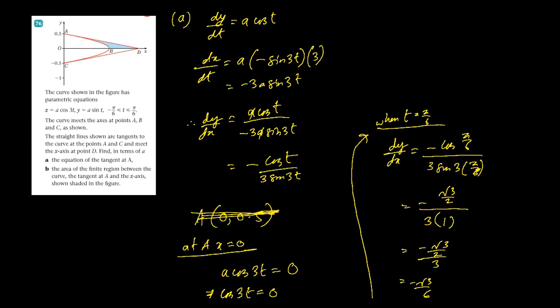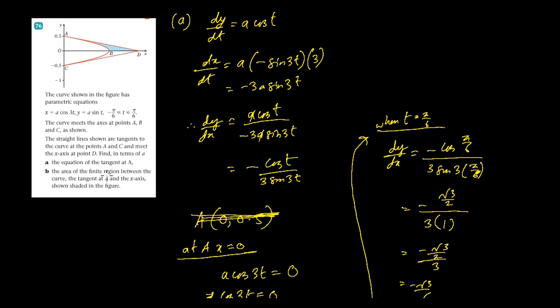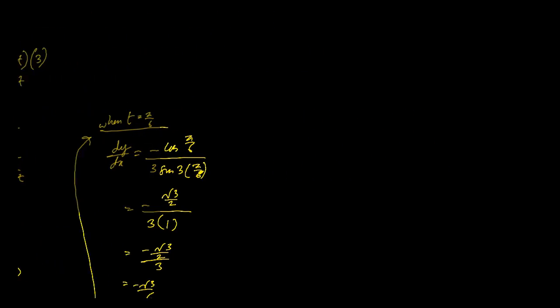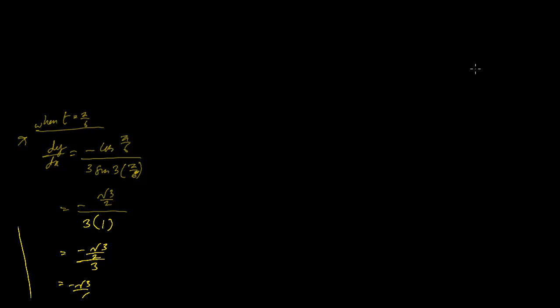Question B says, find the area of the finite region between the curve and the tangent at A and the x-axis, shown in the shaded region. So let me draw the shaded region here. We have the y-axis, this is the tangent, the curve is like this, so the shaded region is this one. This is the tangent line, this is the curve, and this is the x-axis.